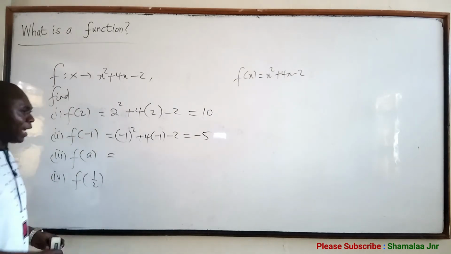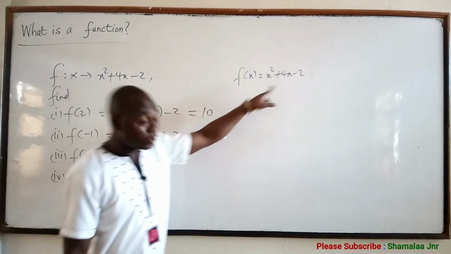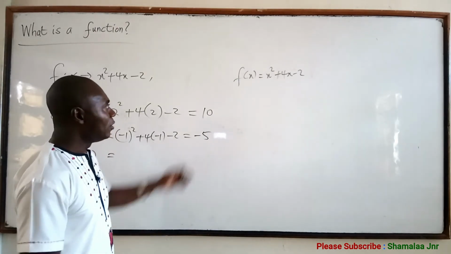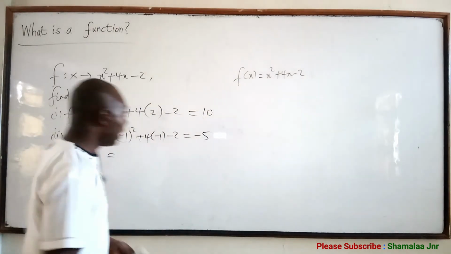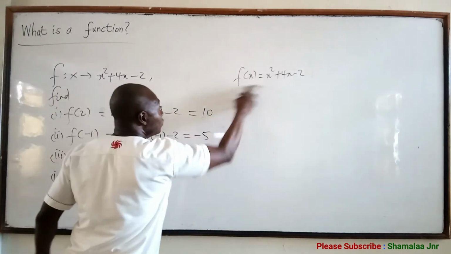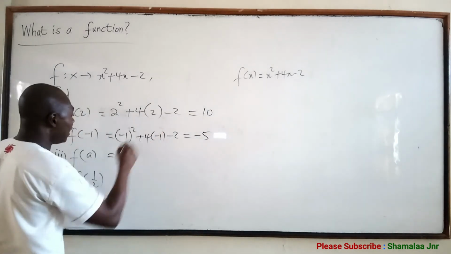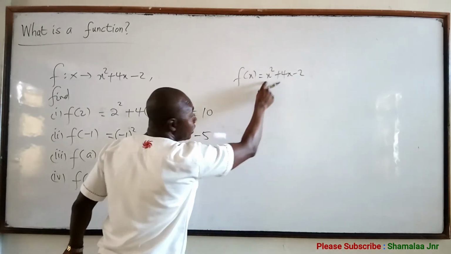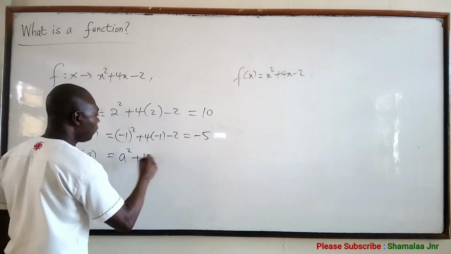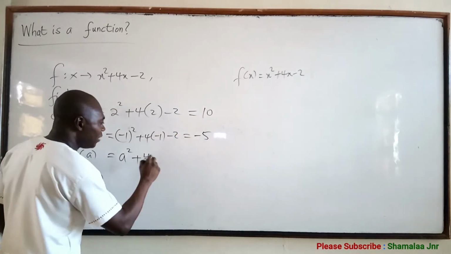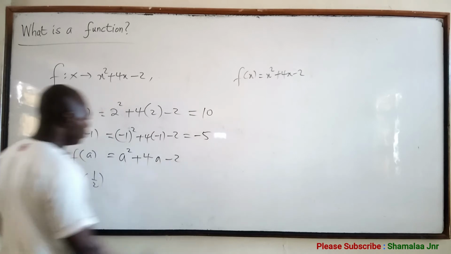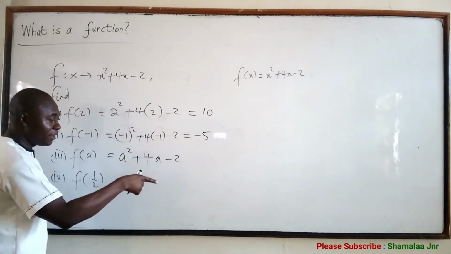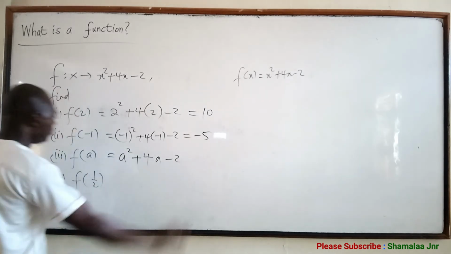Now let's look at this one. f of a. You have been given f of x to be this, and they are saying find f of a. What this simply means is that wherever you see x, write a. Isn't it? So I've seen x, so I write a squared. It was x squared, so a squared. Plus 4, I've seen x, so I write a, minus 2. So if it is f of k, wherever you see x, write k. So this will be f of a.